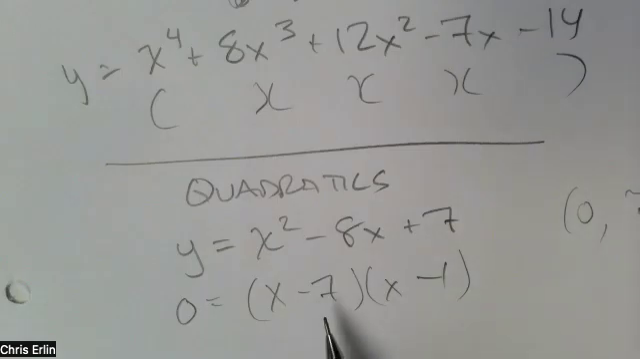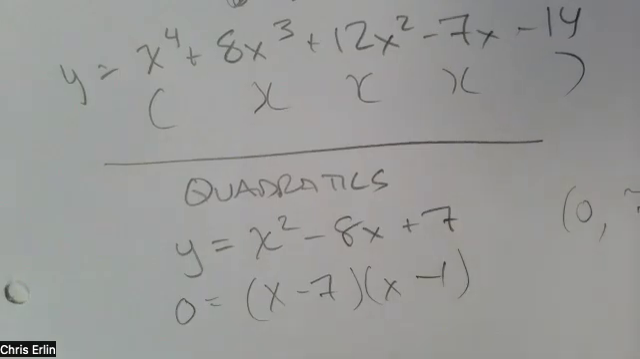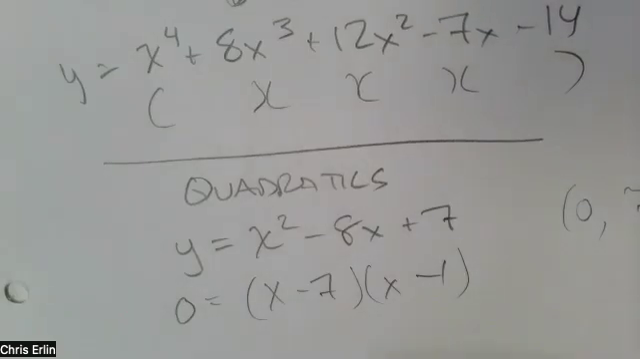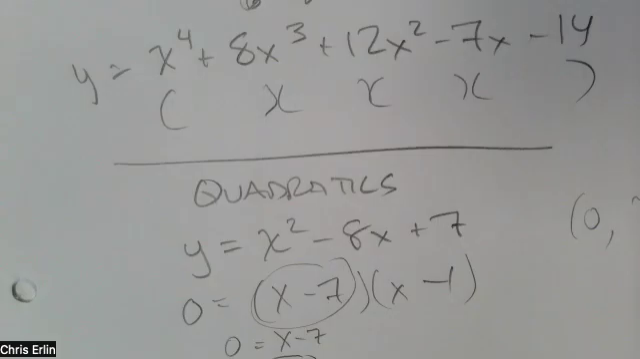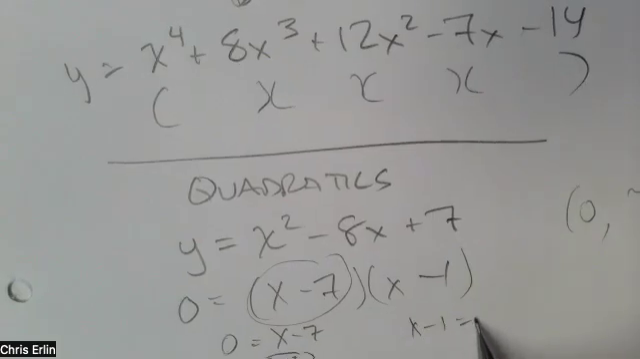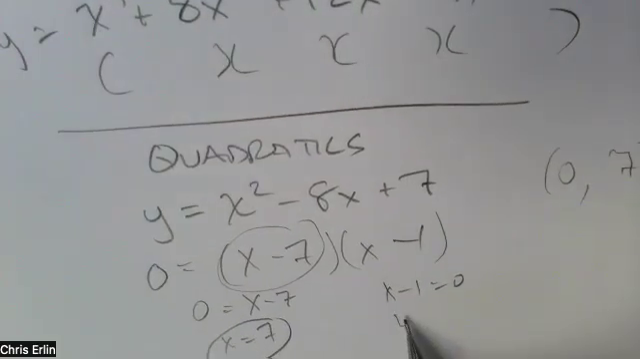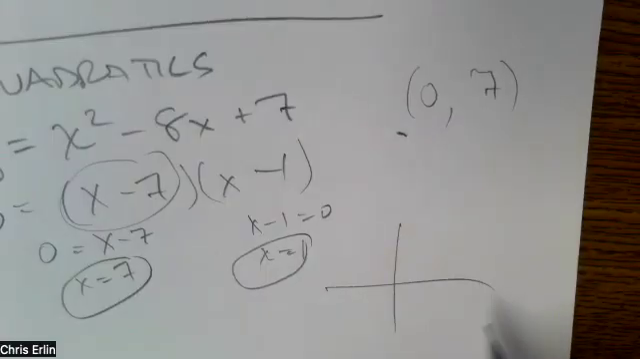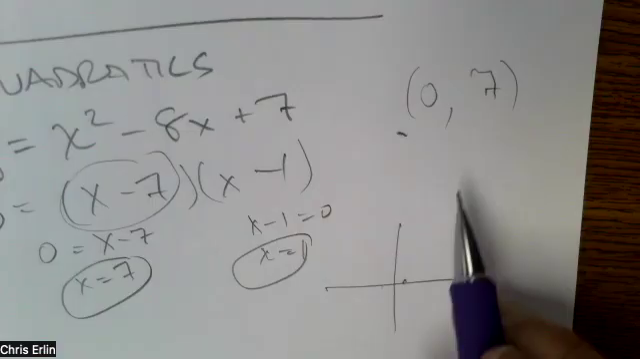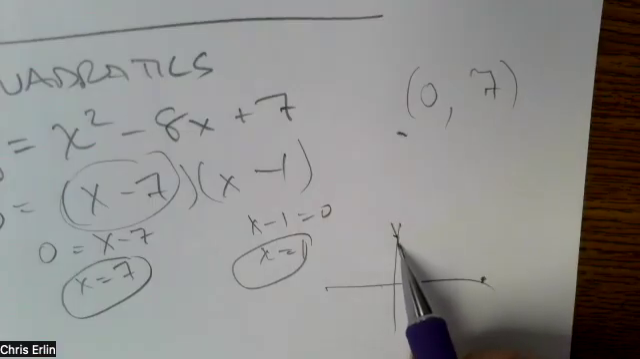If these things multiply together to make 0, what do you know? At least one of them equals 0. So if this is the part that equals 0, then x minus 7 equals 0. We know that x is 7. That's one of our possible solutions. If x minus 1 were the thing that makes it equal to 0, then x equals 1. That's the other solution. And like you guys said, that gives us 1 and 7. Those are x-intercepts. The y-intercept happens up here at 7.